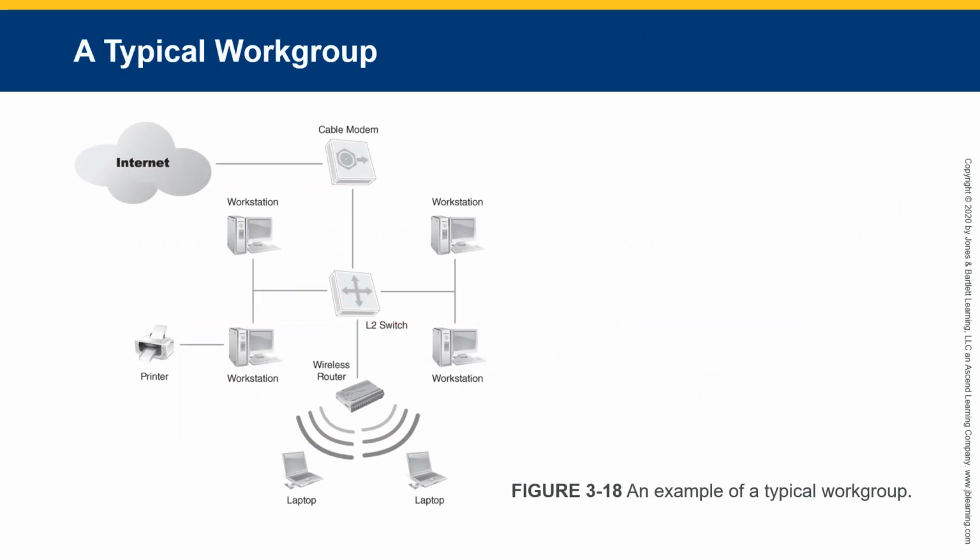Here is a typical work group. This is something you might see at your home or your home lab. You have a switch there, you have your workstations, your laptops, wireless router, maybe a printer setup, maybe your cable modem or fiber entry, or whatever you have for your internet connection, and you have everything connected in and piped through that to go out to the internet. That's a typical work group.